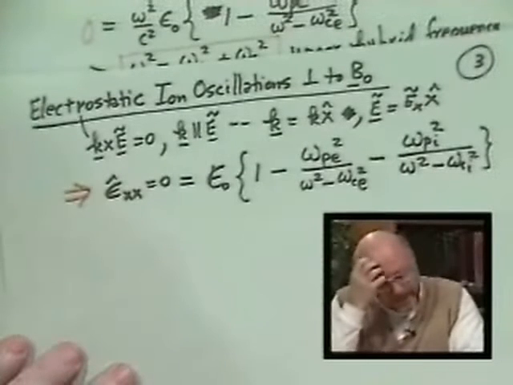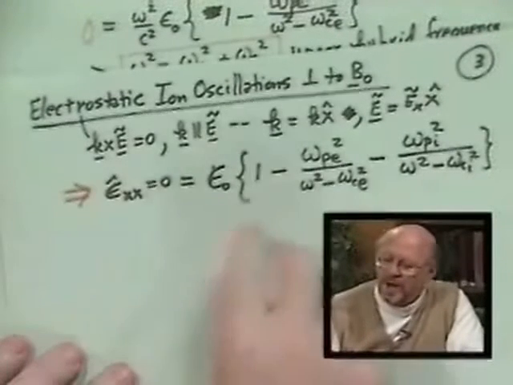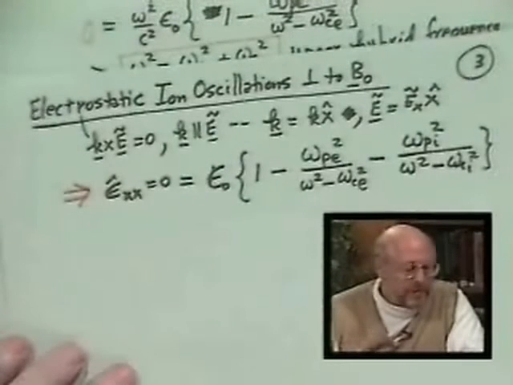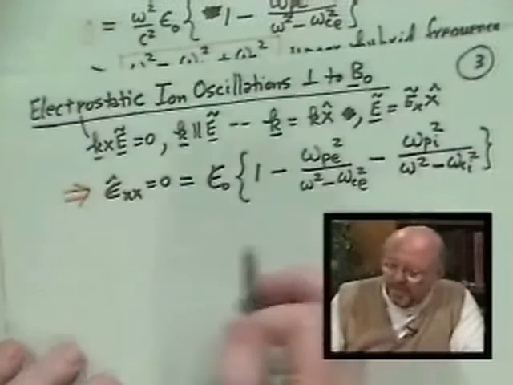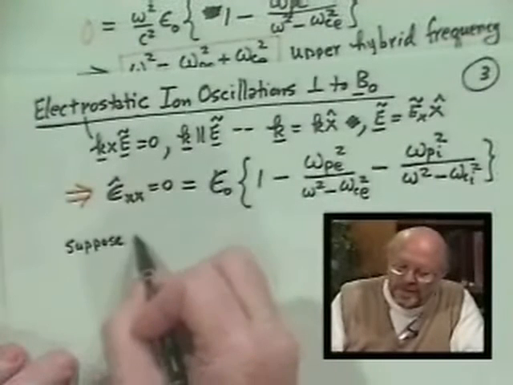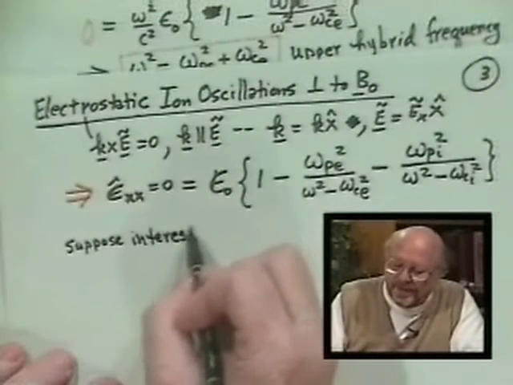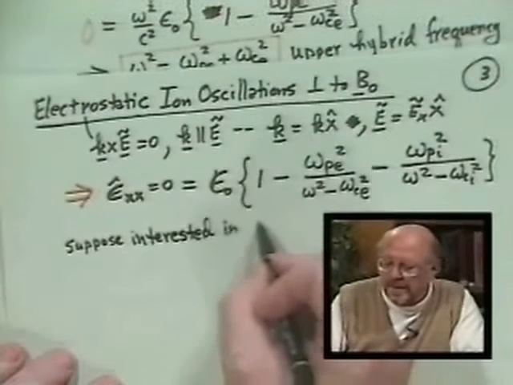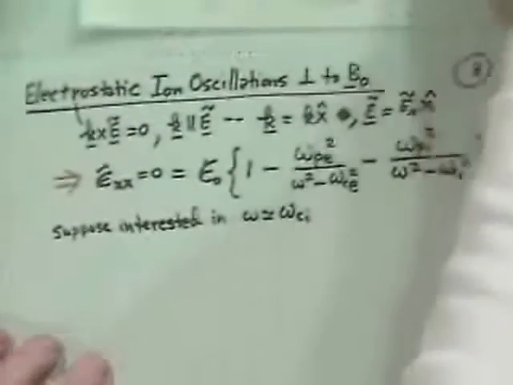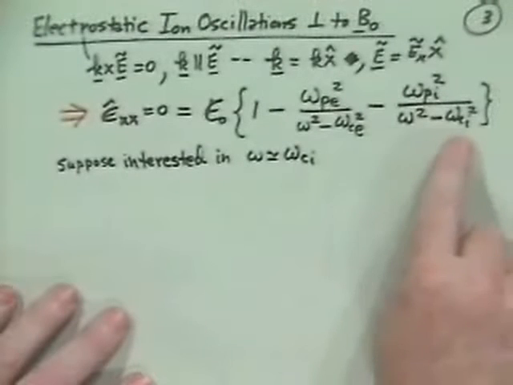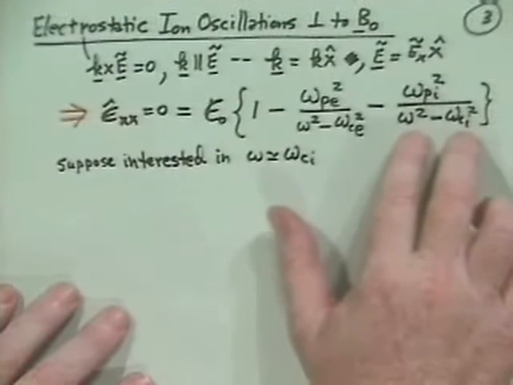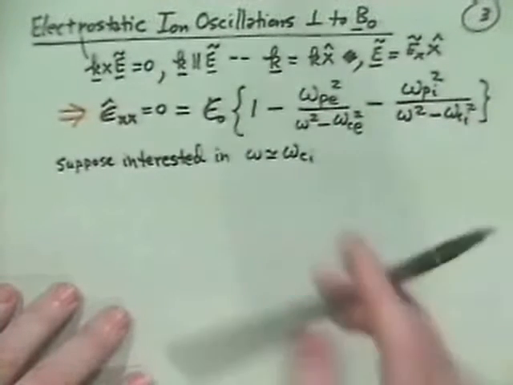Now, this is a somewhat complicated dispersion relation. The question is, can we deal with some reasonable sorts of cases? The first is, suppose we were interested in frequencies near the ion cyclotron frequency, omega_ci. Then this term here would be pretty well dominant, okay? And this term could not be important because there'd be a resonance there. And so I'd just equate those two terms.